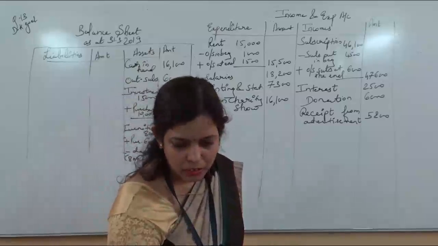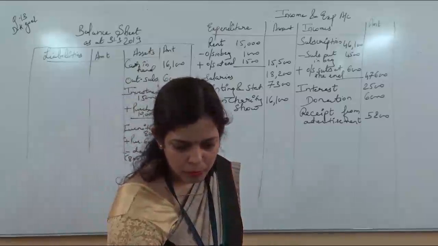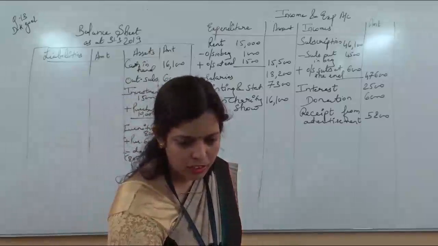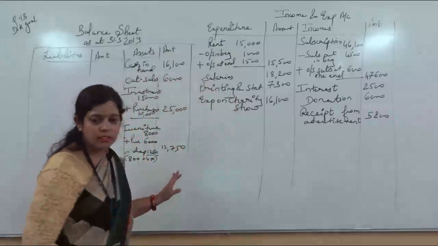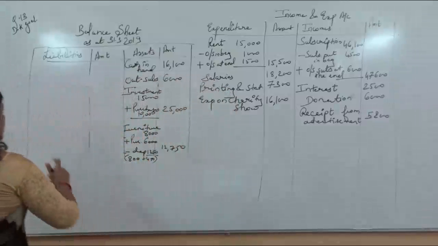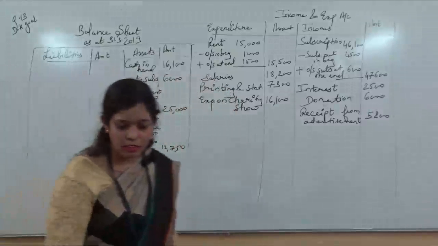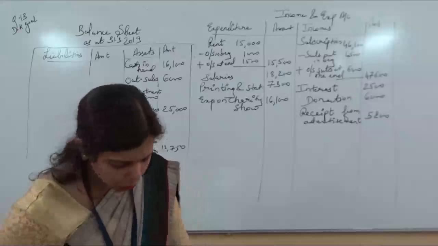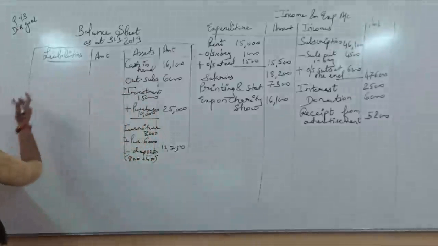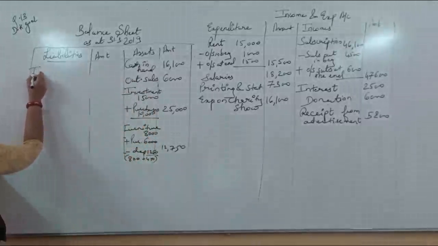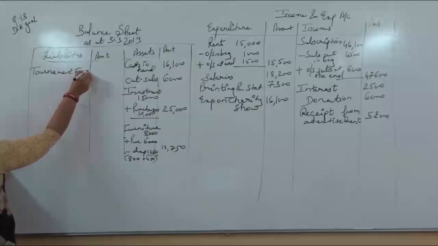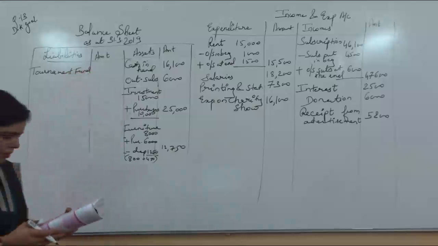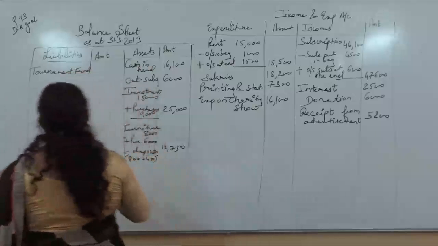Then, any other item? No, we have covered almost all the items. Now let us check the liability side. The first item on the liability side is the fund that was given in the question. Tournament fund was given. Let us take the tournament fund. How much was it given? Tournament fund was given 12,000.